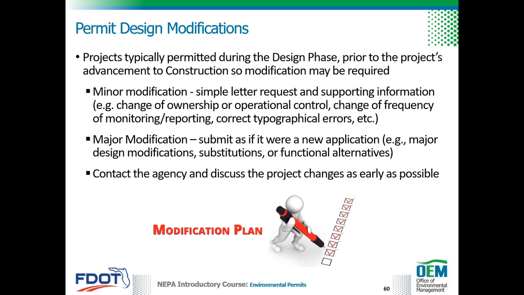Examples of a minor modification would include such things as a change of ownership or operational control, change of frequency of monitoring or reporting, and a correction of typographical errors. A major modification would include such things as major design modifications, substitutions, or functional alternatives.